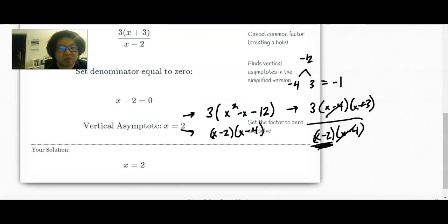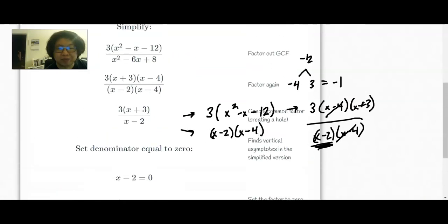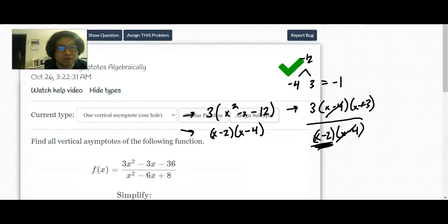It all depends on the problem you're taking a look at. Okay. So that's pretty much all you got to do for that module. Now next up, we're going to talk about horizontal asymptotes. These are a lot harder, so I'm going to take a little more time talking about it. All right. See you then.